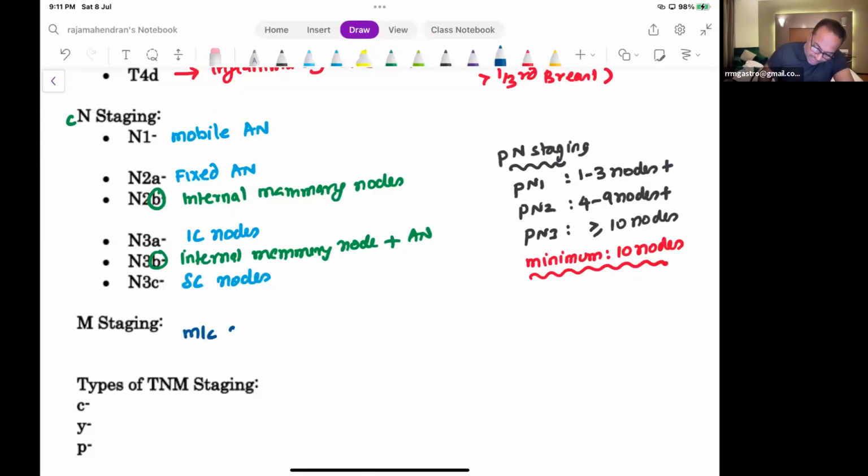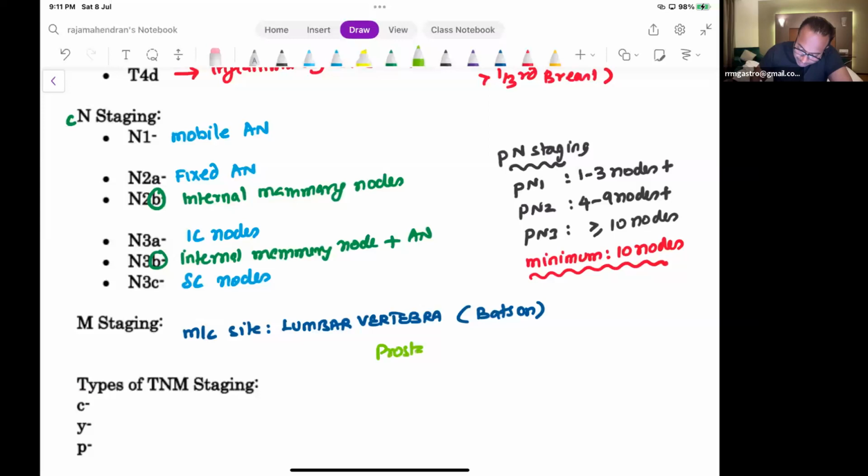Most common site of METs is to the lumbar vertebra. Please don't forget, this is via Batson's plexus. Lumbar vertebra via the Batson's plexus of veins, you will get metastasis. Same way in prostate cancer also you can get lumbar vertebral mets.